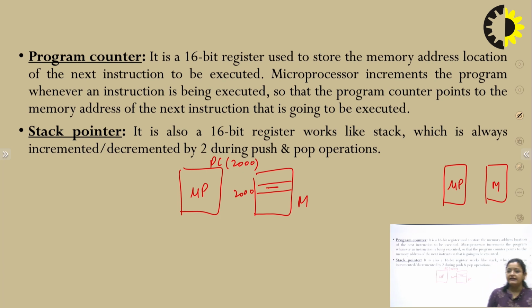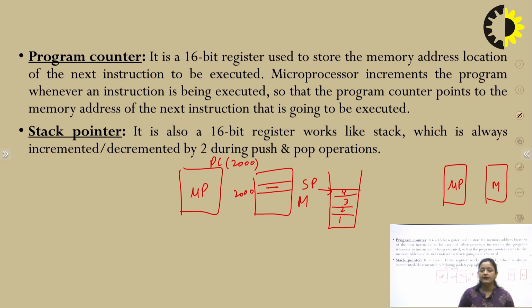Next is a stack pointer. So stack pointer again is a 16-bit register. What is the role of stack pointer? We all know when data is in the form of a stack, we have stack positions like this. And suppose this stack is full up to here, 1, 2, 3 and 4. This is the last stack entry. So the stack pointer will be holding the address of this last stack entry. Stack pointer's role comes in when you are dealing with stacked data.